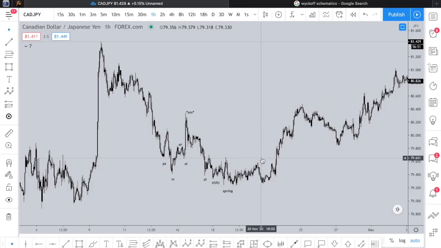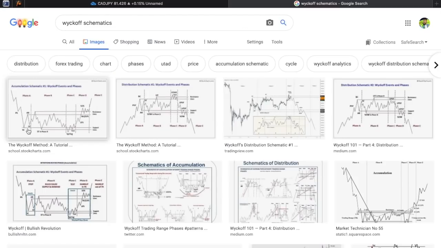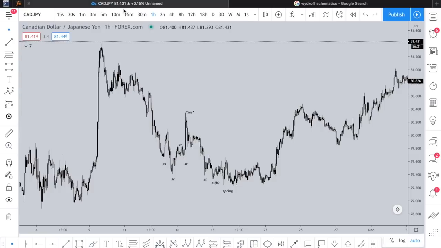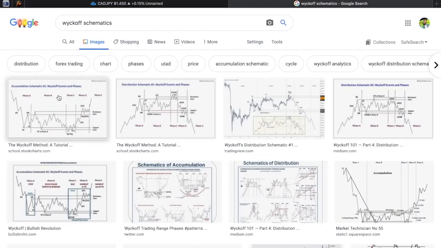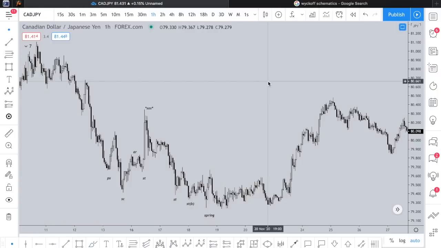To do that, we are going to be looking at CADJPY on the hourly time frame and this accumulation scenario that took place on roughly the 18th to 20th of November 2020. And again, instead of me describing what they are on the actual schematics, I want you to see them on a live chart for it to make a little bit more sense, for you to see that what you see on the schematics is not necessarily going to be exactly what gets printed on the chart.